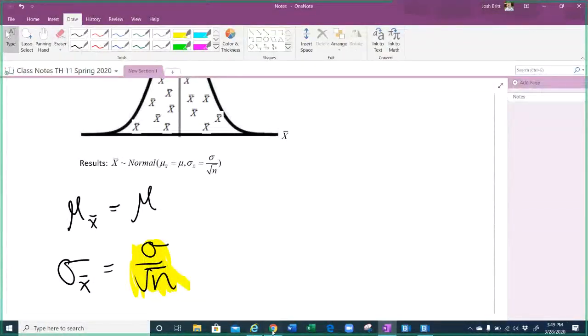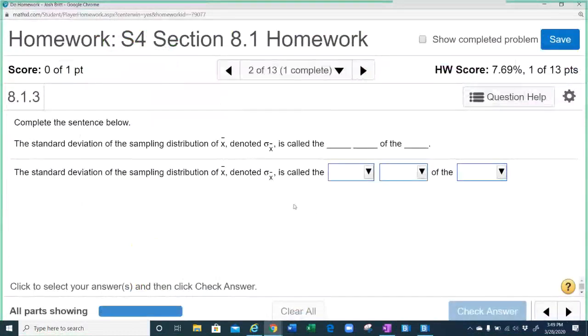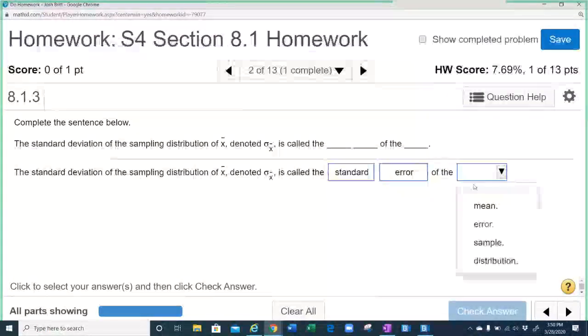All right. Question number 2. So the standard deviation, what we just wrote down, of the sampling distribution of x bar is always called the standard error of the mean.